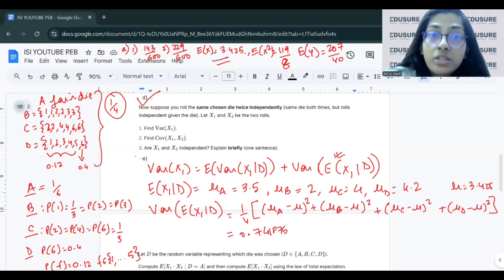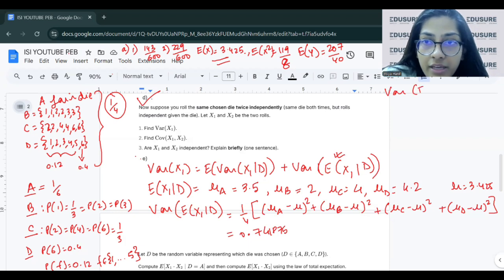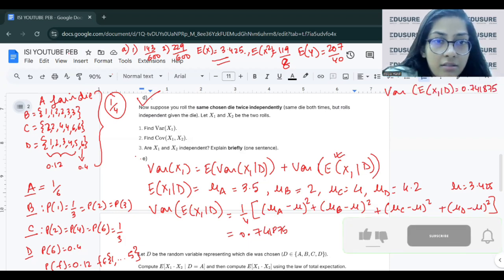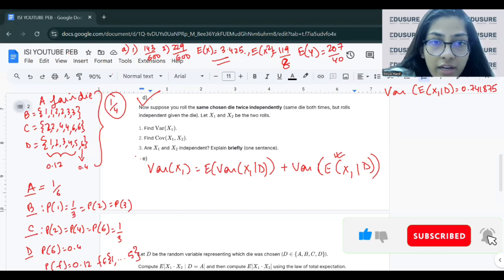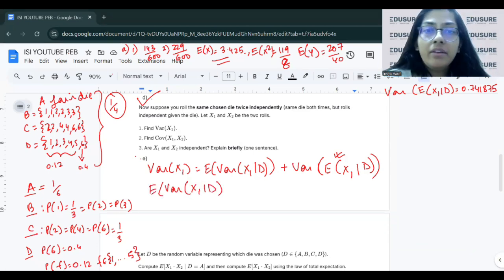Now we need to calculate the expectation of variance of X1 given D, right? So let me just write it here. The variance of expectation of X1 given D is equal to 0.741875. Let me erase these things. Basically now we have to calculate the expectation of variance of X1 given D. First we have to calculate the inner part and then just take its expectation. So that is very easy. Let us do this part first, the inner part, which is variance of X1 given D.